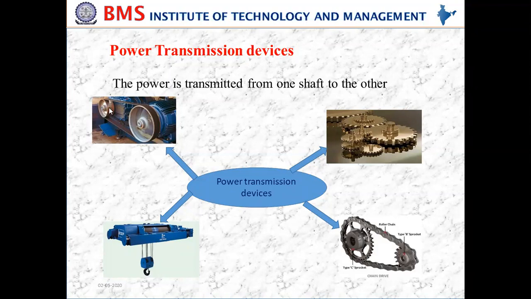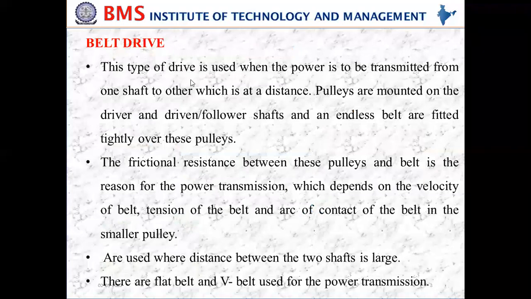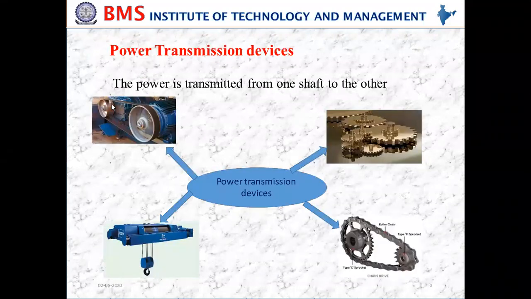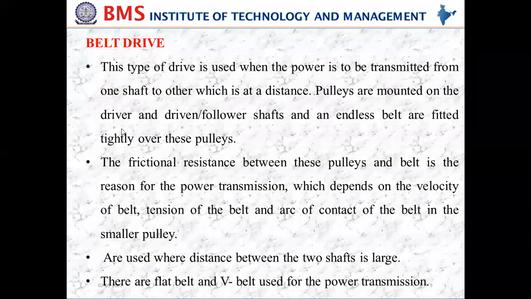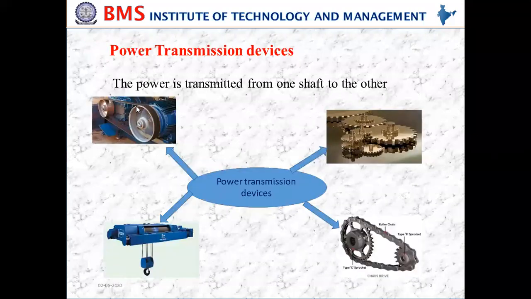These two are mounted on the two shafts. One is the driving shaft, the other one is the driven shaft. This type of drive is used when the power is to be transmitted from one shaft to the other shaft, which is at some larger distance, and pulleys are mounted on the driver and driven follower shafts. See here, this is called the driver pulley and this is called the driven pulley. So these pulleys are mounted on these shafts, and an endless belt is fitted tightly over these pulleys. So there is no end here, which means it is a continuous belt. So this is the belt which is fitted onto these two pulleys.